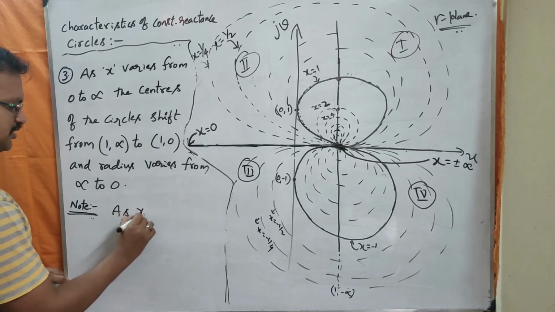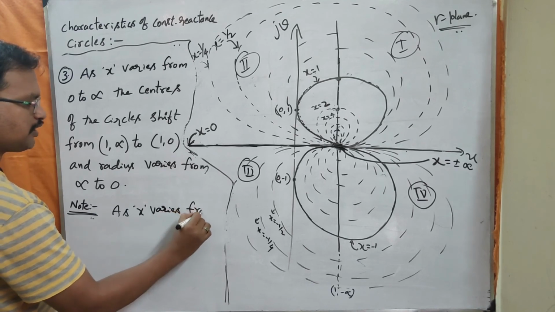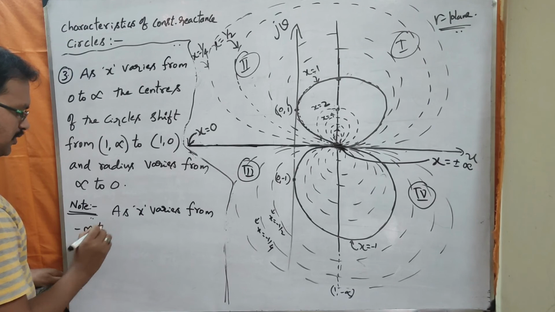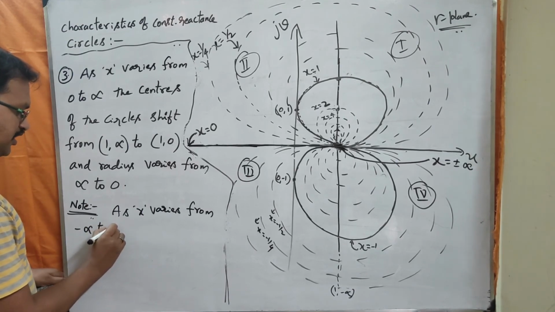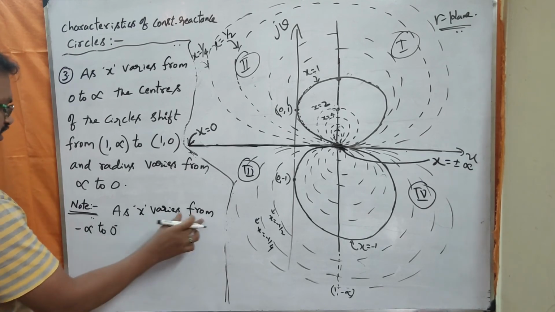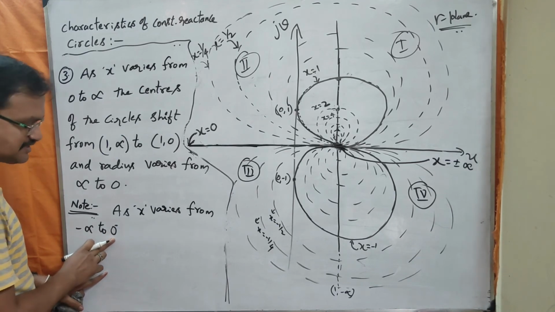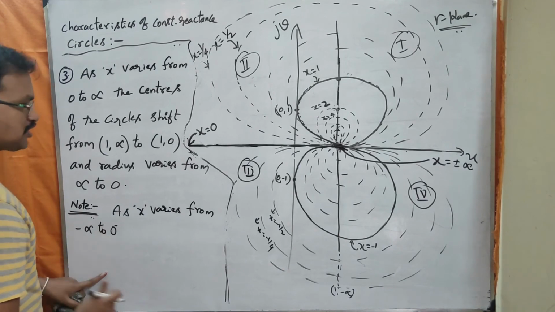Okay. So here, as x varies from minus infinity to 0 minus. 0 minus means what here? It is the nearest negative value to 0. Understood?